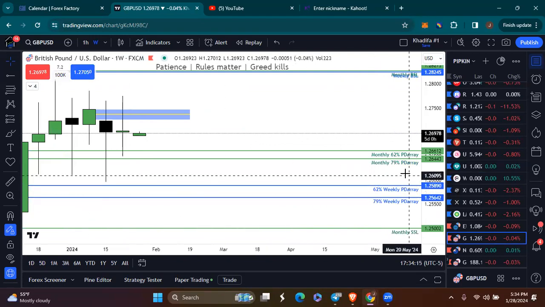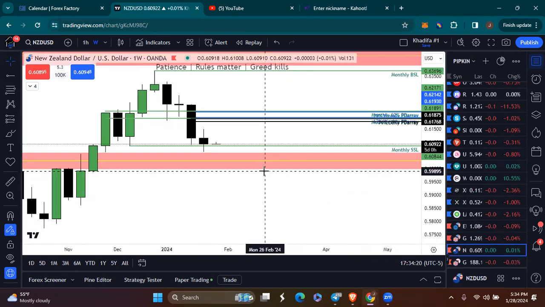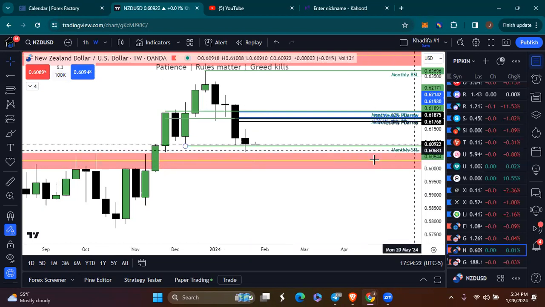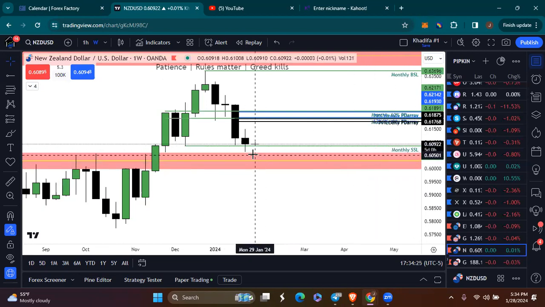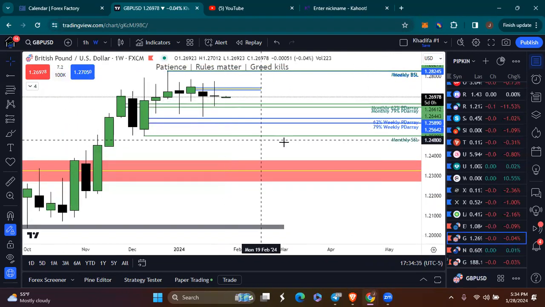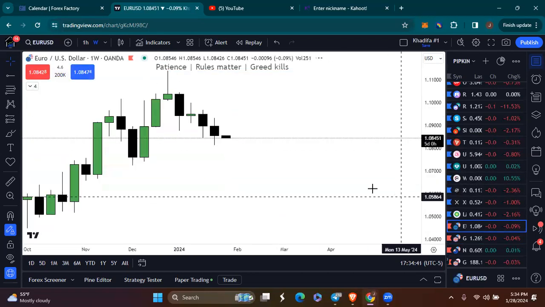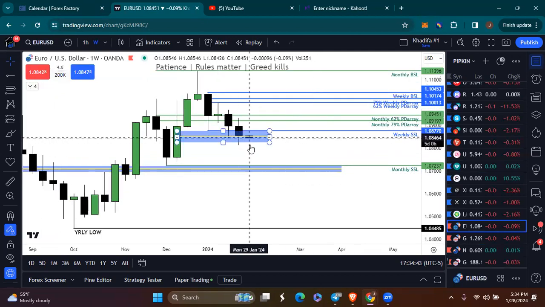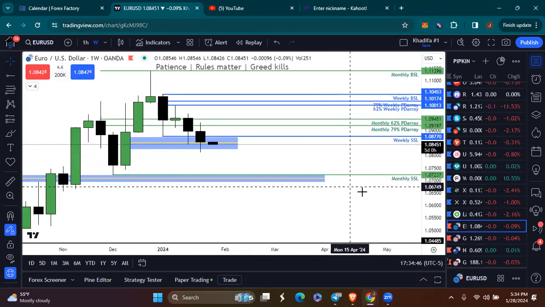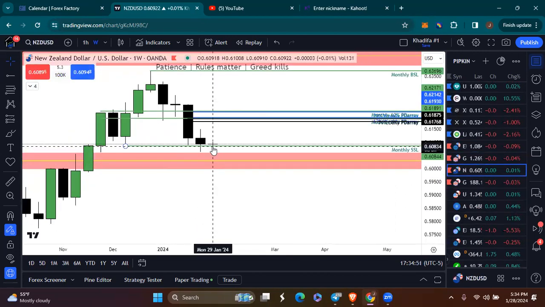Targeting this swing low back down into these weekly PD arrays, as well as NZD USD. Even though we've already run the monthly sell side liquidity on NZD USD, it appears to be leading the other two pairs. As far as the pound, we see price hadn't even come close to the monthly sell side liquidity. And with Euro USD, price hadn't made its way there either.